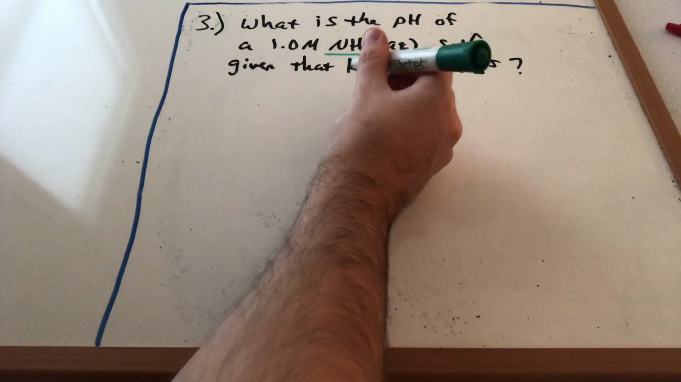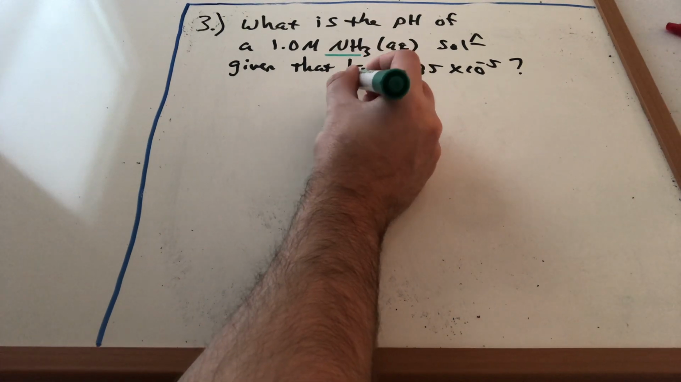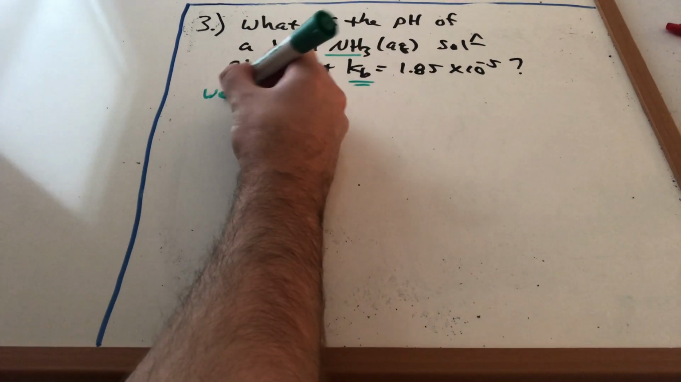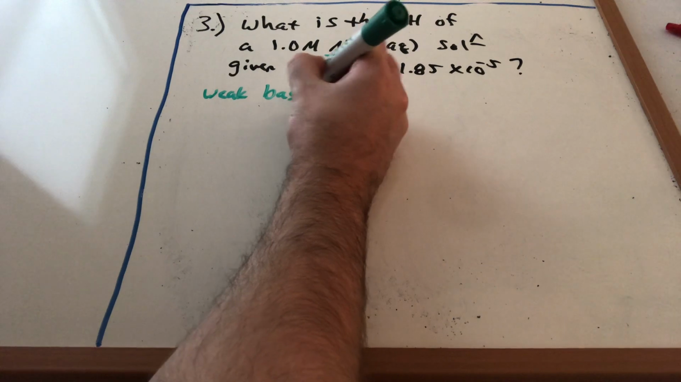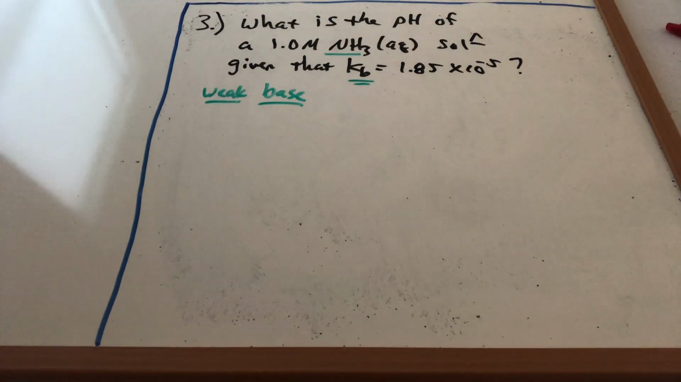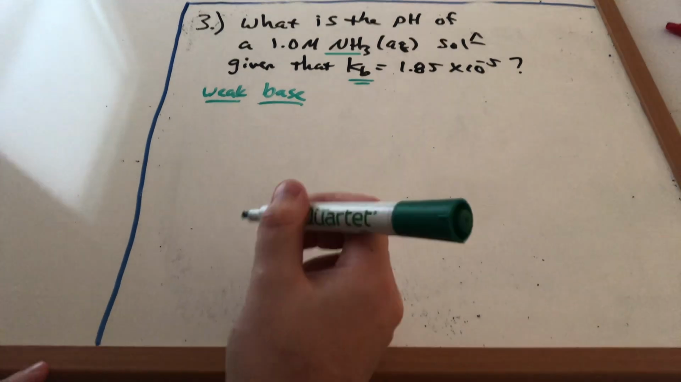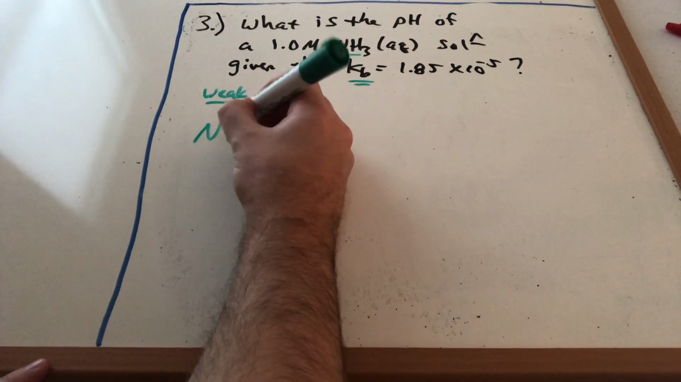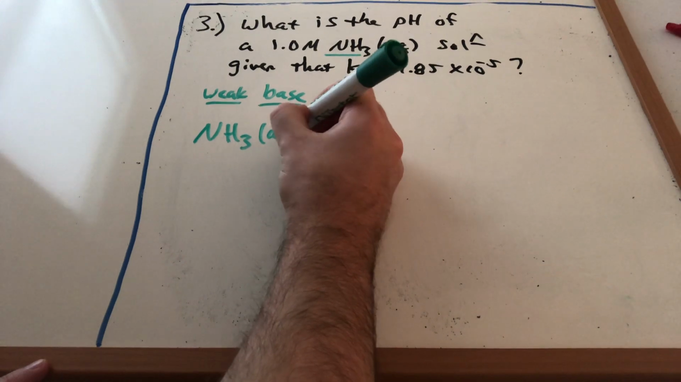The other reason I know it's a base is because I see I'm given a Kb. So importantly, I know it's a weak base, because if we're given an equilibrium constant, then we know we're setting up an ice table because we have a weak species. All right. So what does this look like in terms of the reaction, in terms of the chemistry?